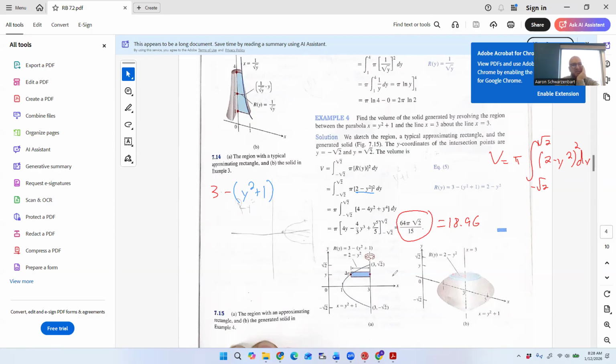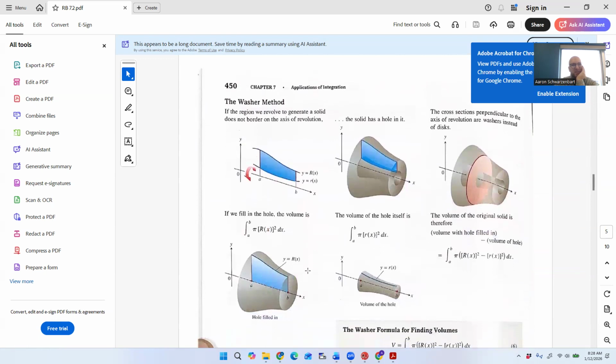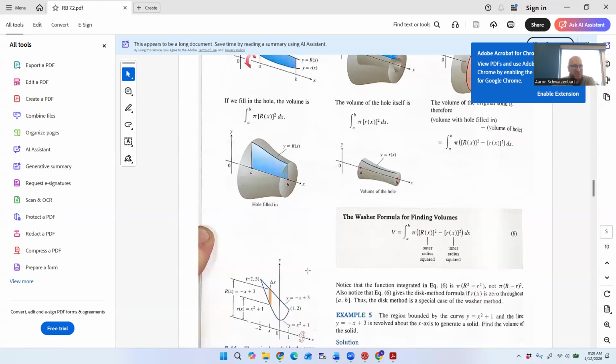Okay, so those are called disks. Essentially, we're slicing this thing into disks. Tomorrow we'll learn a shell method, which is different. But now we're going to talk about what's called the washer method. And the washer method is very much like when we did area between curves, you just did upper minus lower. The key here, though, is you cannot cross your axis of revolution with a washer.